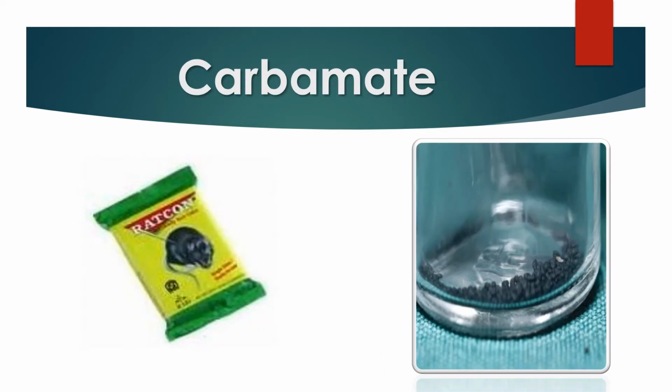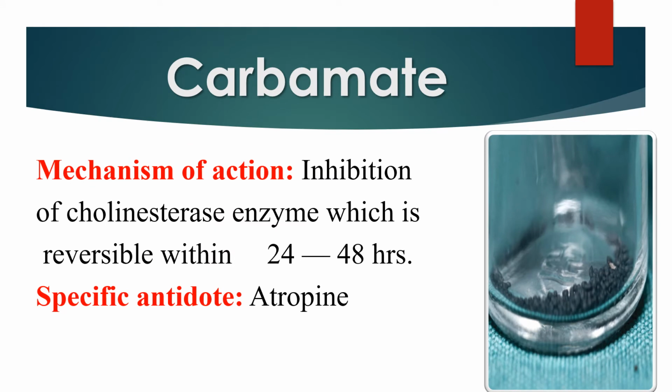Okay, the last poison we can find in the home is carbamate, which is a rodenticide. Carbamate acts like organophosphorus with several differences. It inhibits the cholinesterase enzyme just like organophosphorus, but this inhibition is reversible in case of carbamate toxicity, within about 1 or 2 days. Additionally, carbamate has no CNS effect, as it can't pass the blood-brain barrier.